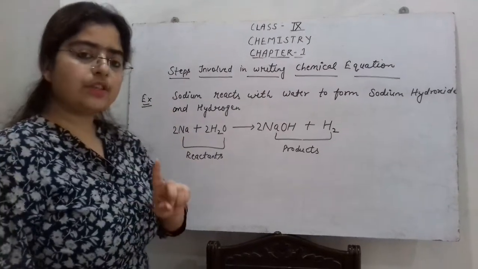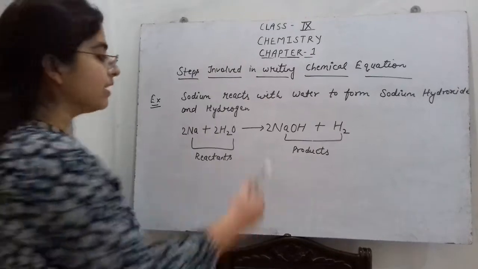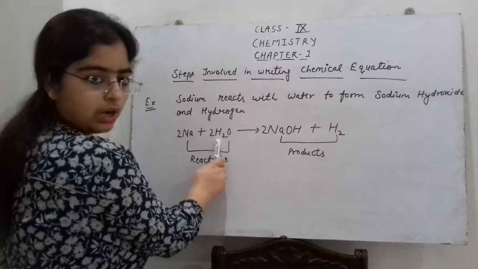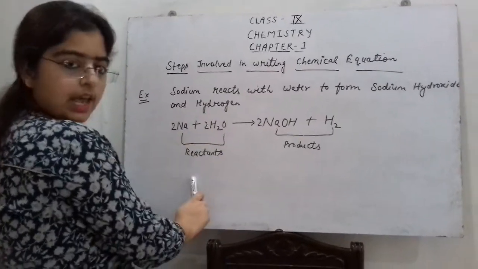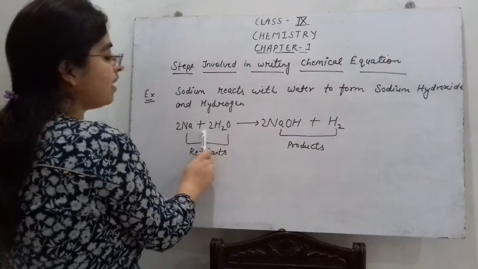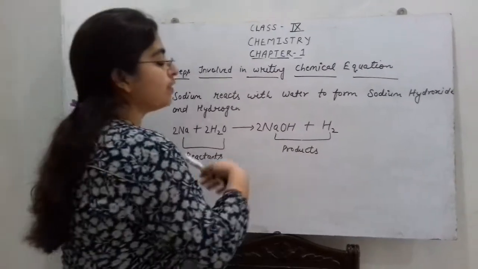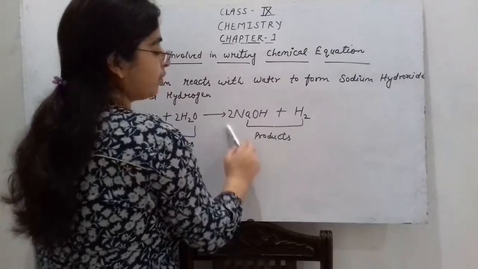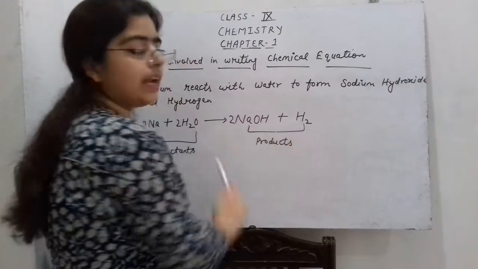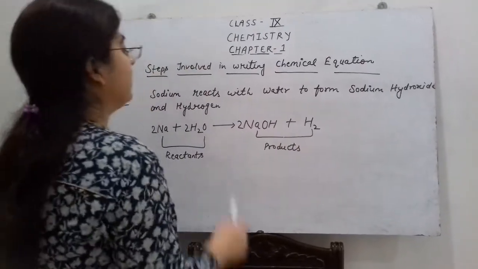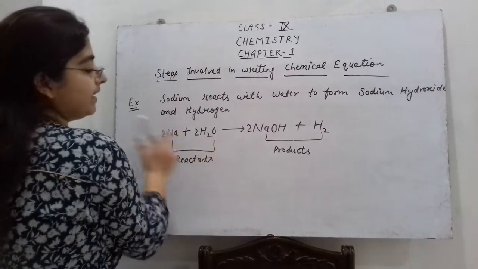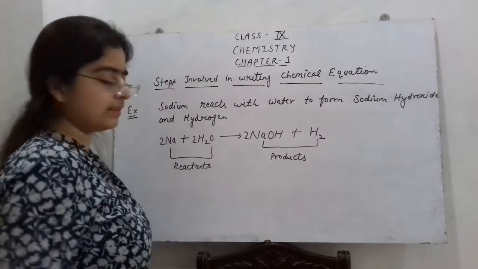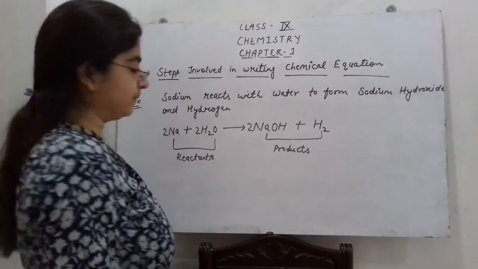Therefore the first step involved in writing a chemical equation is, towards the left hand side we write the symbol or the formula of the reactants involved, and in between each reactant we use the plus sign. Towards the right hand side we write the symbols or the formulae of the products formed, with the plus sign in between them. Then in order to separate the reactant side and the product side, we put an arrow between the reactant and the product side.